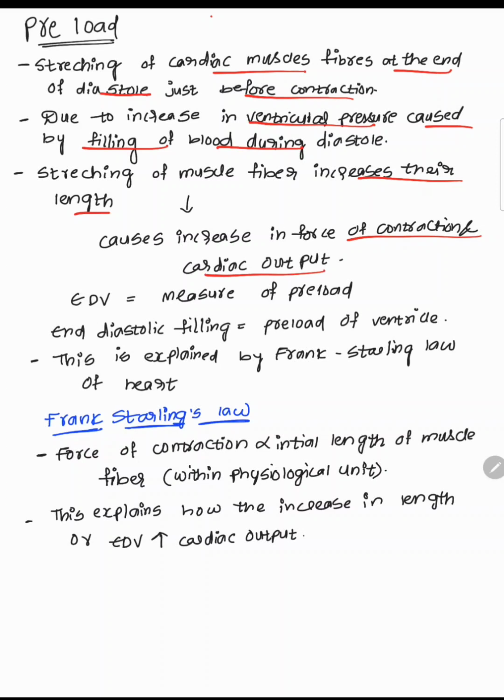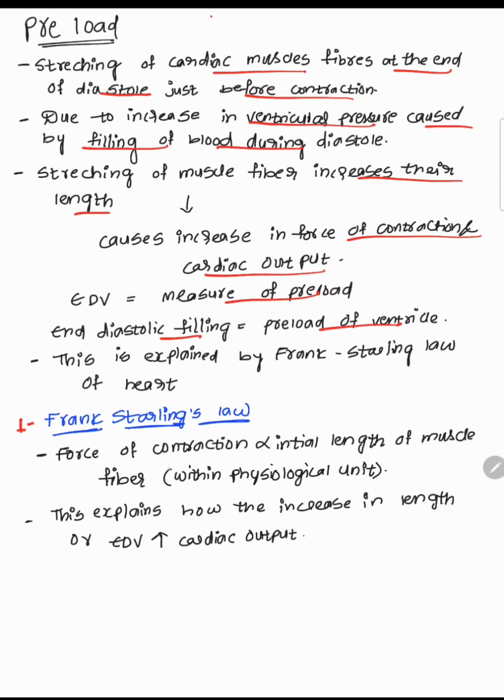We have to understand that due to the stretching of muscle fiber, there will be increase in force of contraction. Due to increase in force of contraction, there will be increase in the cardiac output. End diastolic volume is the measure of preload, and end diastolic filling is the preload of the ventricle. See, end diastolic filling only we are defining as a preload. This preload is explained by Frank Starling's law. It is asked as 3 marks, and it's also asked in the viva.